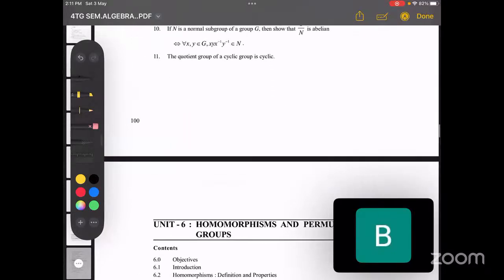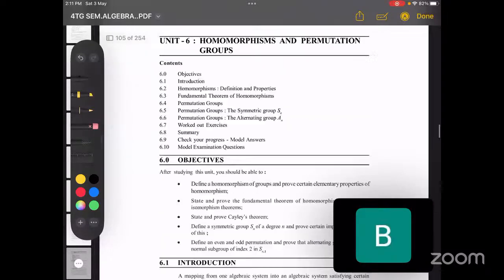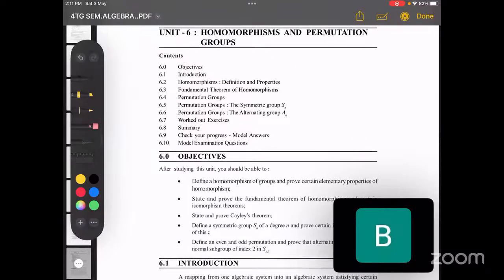So after this, we have the most important unit in block 2. It is homomorphisms and permutation groups. In this only one more, that is the 10A question. From the fifth unit you will get the 10A question, and the 10B question you will get from the 6th unit. That will be from homomorphism. One question will be the fundamental theorem of homomorphism of groups. Okay.